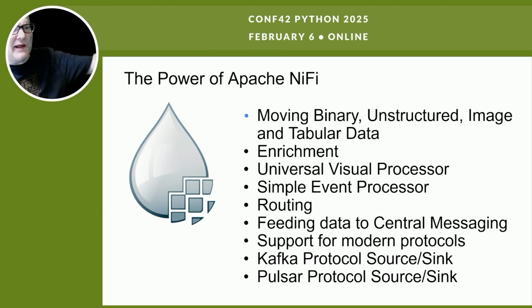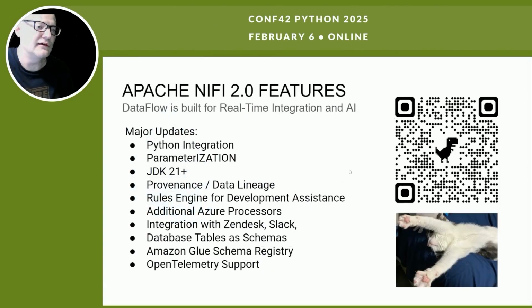You can move binary data, unstructured data, zip files, images, data that looks like tables, structured data, semi-structured data. You can enrich it, use graphical controls to visually process things, do simple event processing. We're not replacing Flink here. Route things where they need to go. If they need to go to 20 different databases, I can do it. Send things into some central messaging like Kafka or Pulsar. Support for almost any modern protocol out there.